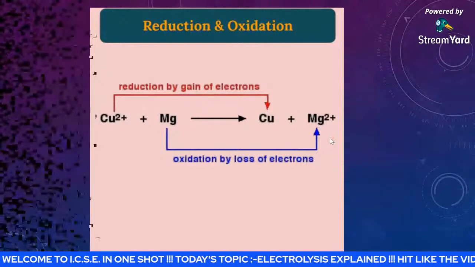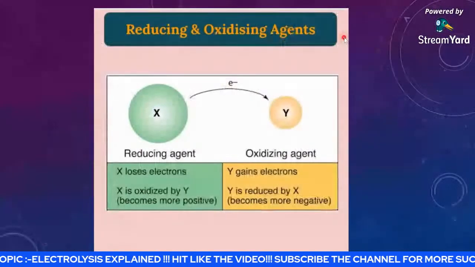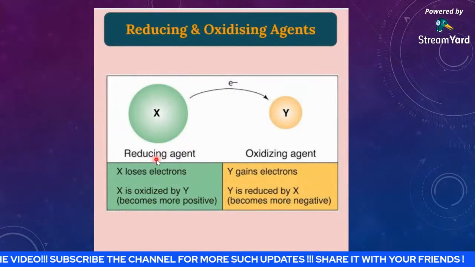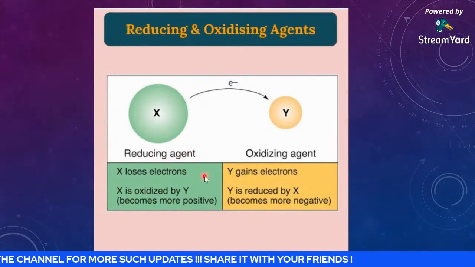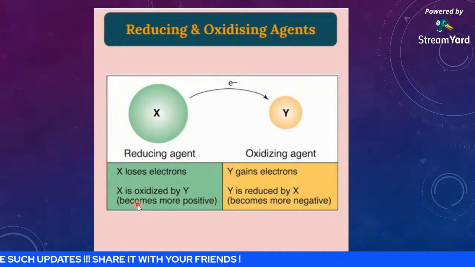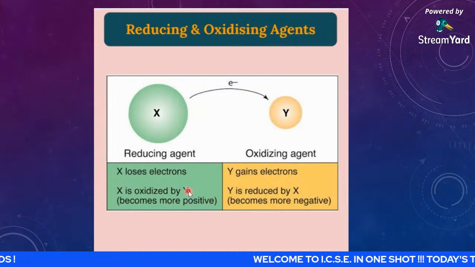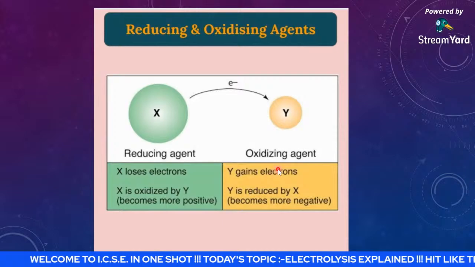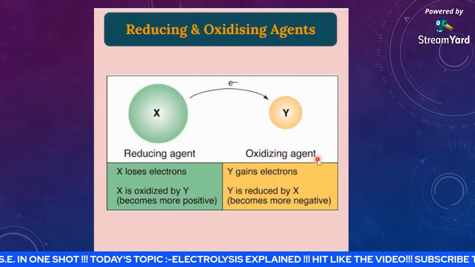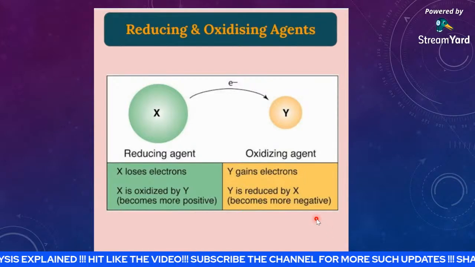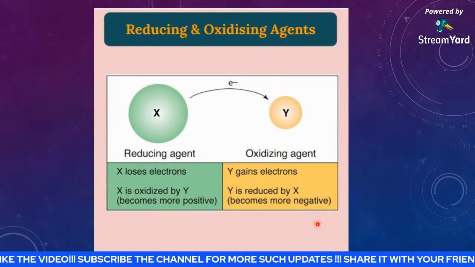Very nice. Next, what are the reducing and oxidizing agents? Reducing agents lose electrons. Always think of reducing agents as the metals. Metals always lose electrons. That is, the metal is being oxidized by a non-metal. Here Y is a non-metal, and X becomes more positive. Understandable? Oxidizing agent, on the other hand: Y gains electrons. That is, Y is reduced by X.